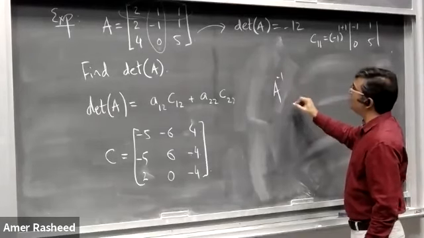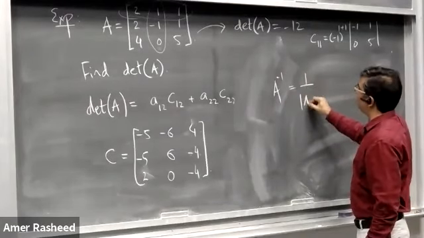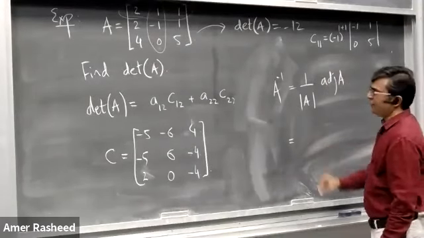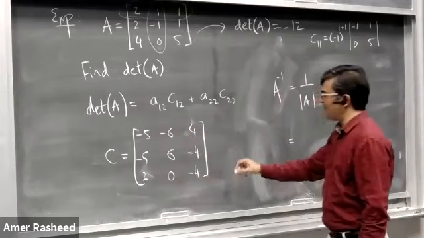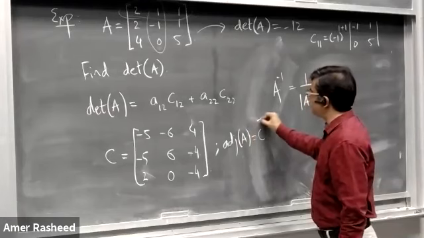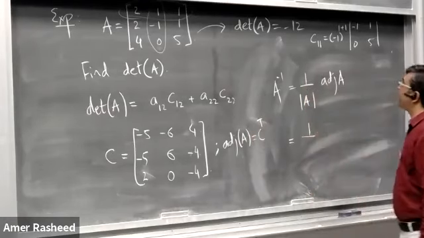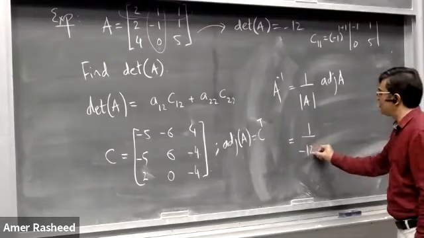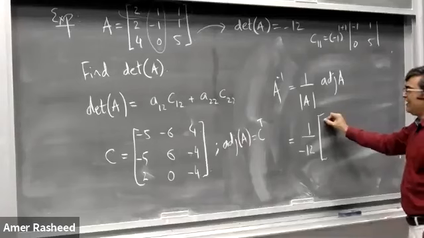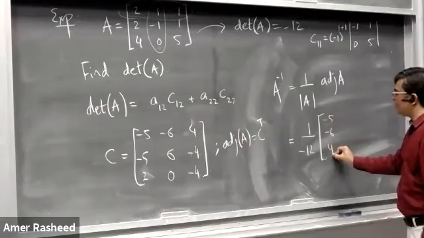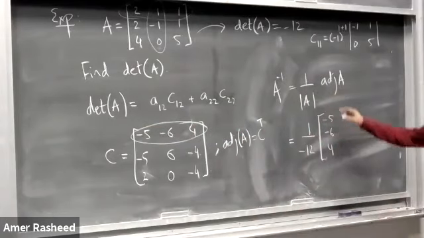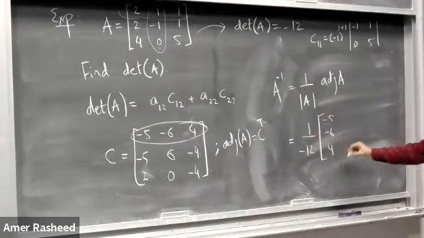Now A inverse is what? A inverse is 1 over determinant of A times adjoint of A. Now, what is adjoint of A? The transpose of this matrix is, we know that it is adjoint of A. It is C transpose. So 1 over determinant of A. What is determinant of A? It is negative 12, times the transpose of this matrix, which is negative 5, negative 6, 4. We are going to transform these rows into columns. So first row becomes first column now.